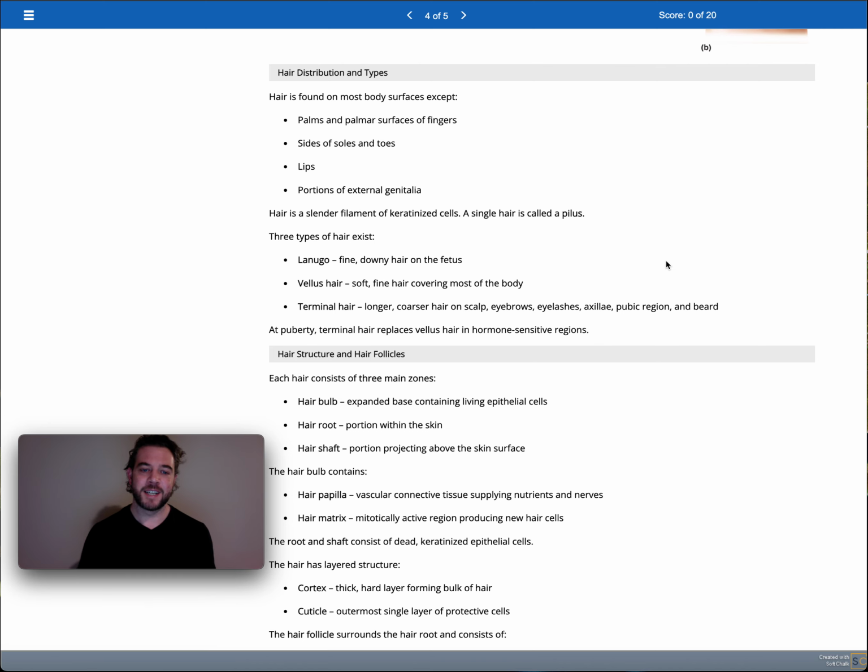It does have different types. Lanugo is the fine downy hair on a fetus. So a lot of times when you see babies that are born with hair, it's not their adult hair. It's what we call lanugo, this fine hair. Vellus hair is the soft hair that's all over your body. It has a texture, it's really good for heat trapping. And then terminal hair is what we have on our head, our eyebrows. It's a little bit thicker, a little bit coarser, more protective.